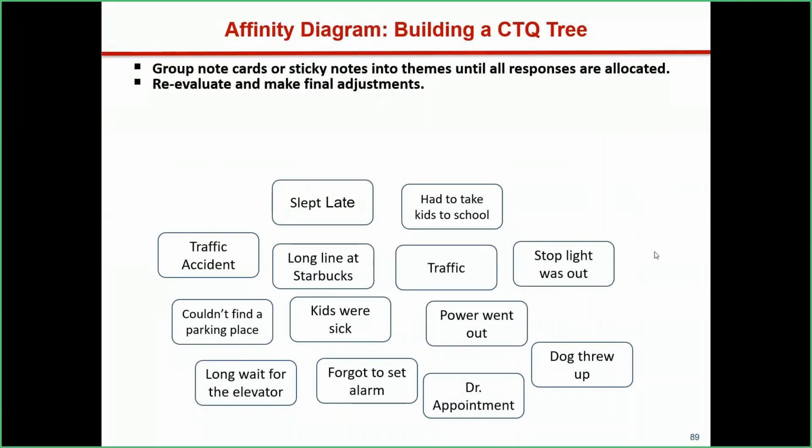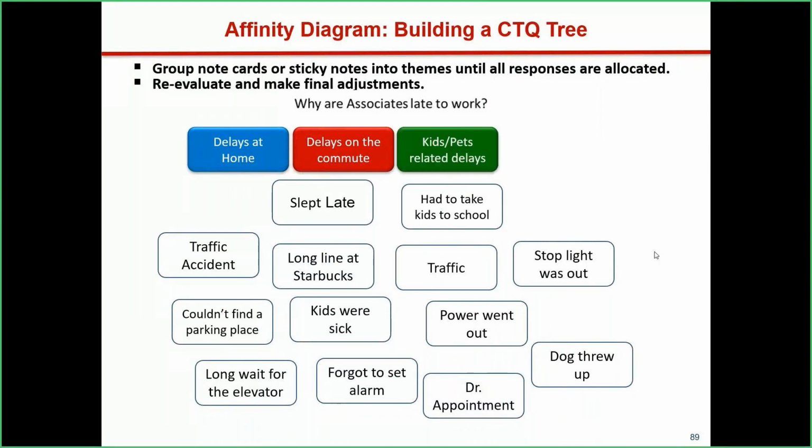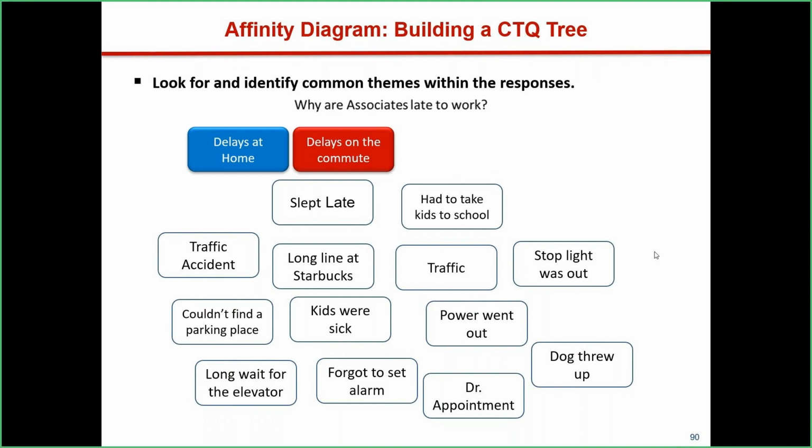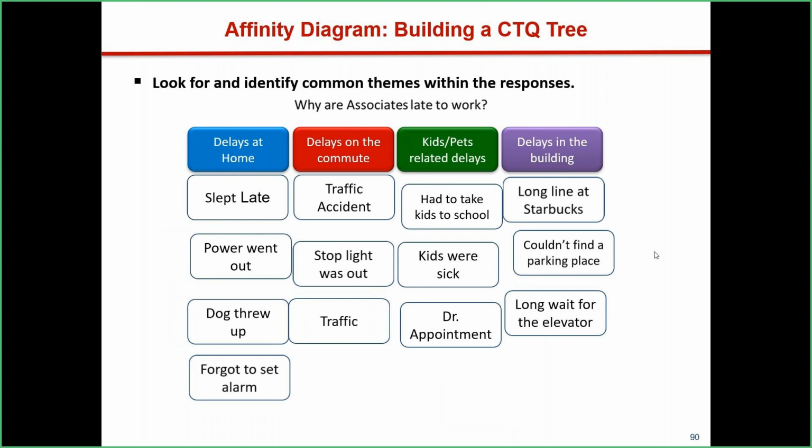Now let's reevaluate all these reasons that people have given for coming late to the office. We have to try to find common themes, and that is what we're doing. Delays at home, delays on commute, kids and pet related delays, delays related to the building. And then we put these cards into the appropriate bucket that we have identified. So now everything is organized.